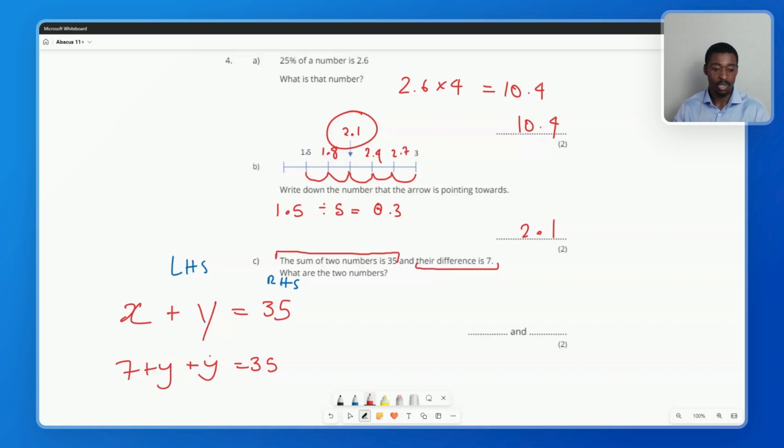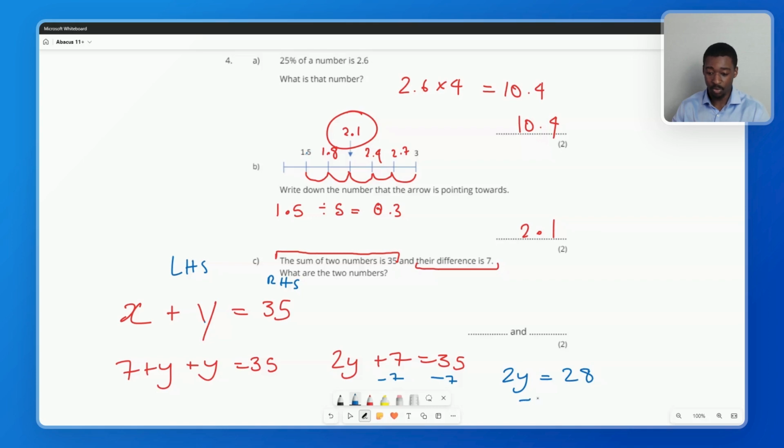We can clean this up because Y plus Y is 2Y. Same way apple plus apple is 2 apples. Banana plus banana is 2 bananas. Y plus Y is 2Y. So we have 2Y plus 7 equals 35. We can minus 7 from both sides because now we want to end up with Y equals. So Y on one side, number on the other side. This gives us 2Y equals 35 minus 7, which is 28.